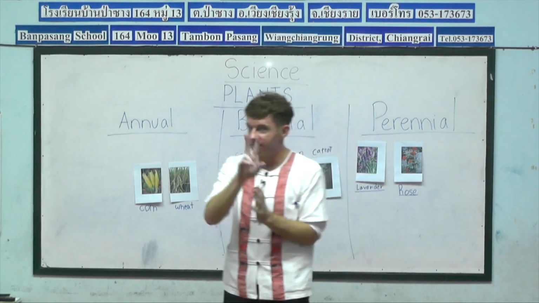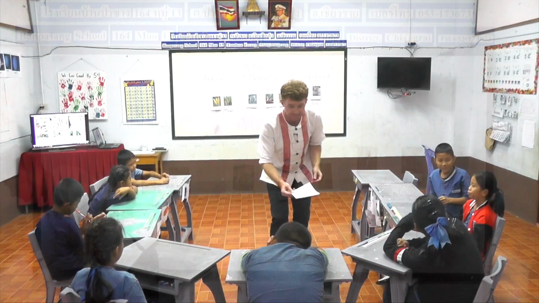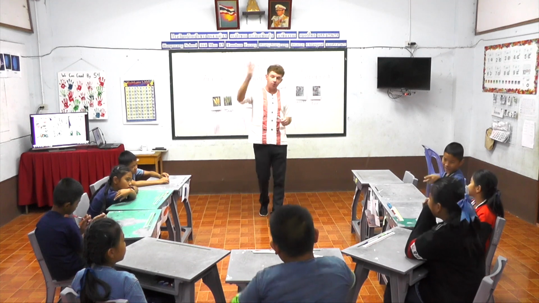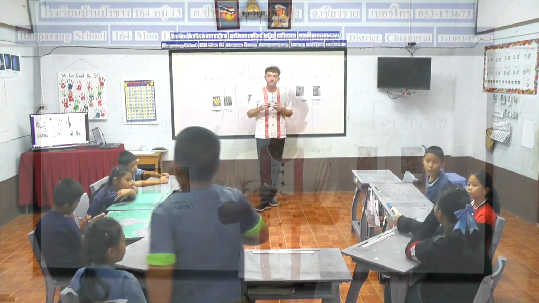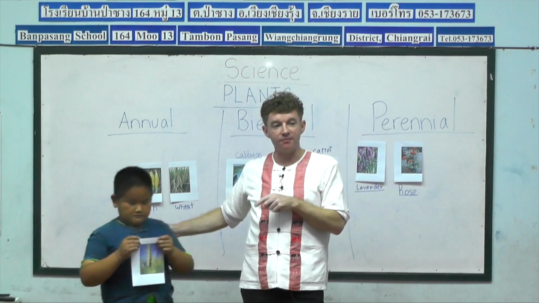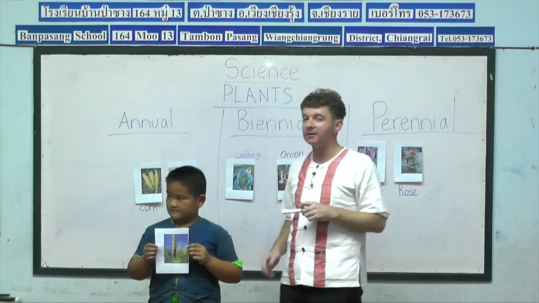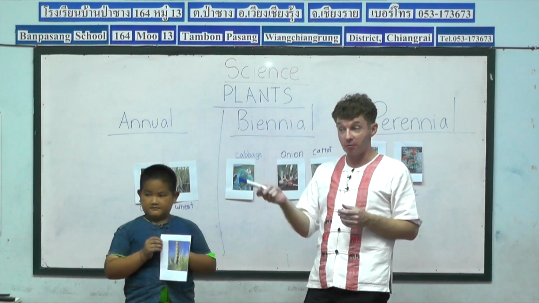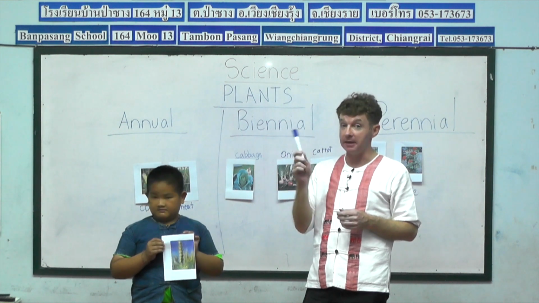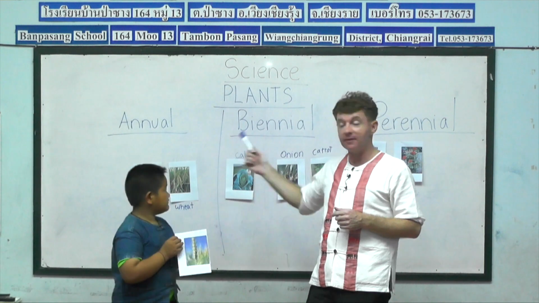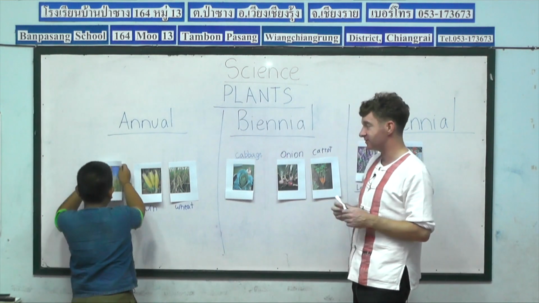Okay, so we still have 2 more pictures to do. Next, it's Net's turn. So Net, can you bring your flashcard forward, please? What can we see on Net's flashcard? Here we have rice. Now, can we remember about rice? How often does rice have to grow? 1 year. Every year, yes. So that means rice is an annual plant. So Net, can you, excellent, well done.